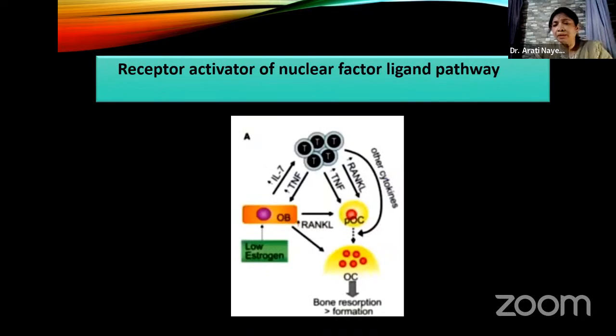This is regulated by the receptor activator of nuclear factor kappa-B ligand pathway, popularly known as the RANKL pathway. During the reproductive period, due to high estrogen, there is more osteoblastic activity, so bone formation is more. And during menopause, the estrogen level decreases, there is more osteoclastic activity, so there is bone resorption.